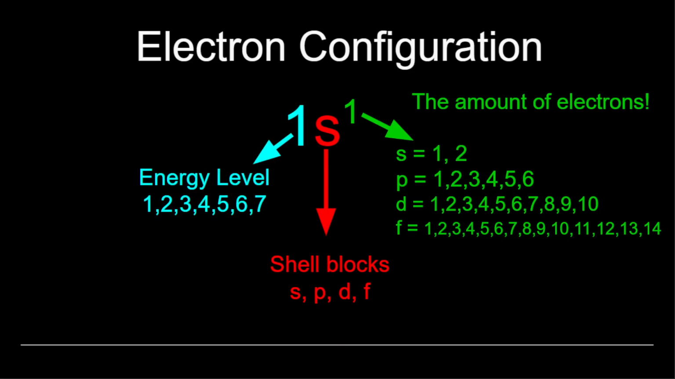Next one, electron configuration. Again, explanation. So the first number in the front tells you what energy level it is on. The S or P or D or F tells you the orbital or shell block. And then the superscript on the top tells you the amount of electrons. So remember these numbers. S can hold up to 2. P can hold up to 6. D can hold up to 10. And then F can hold up to 14.